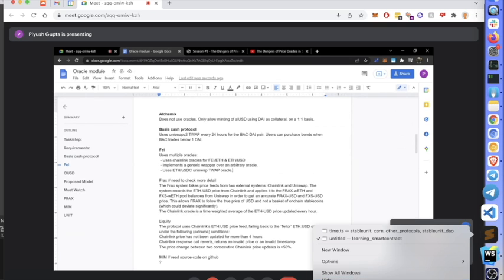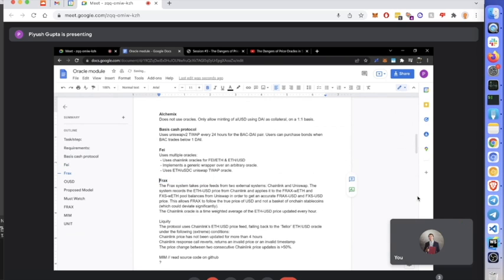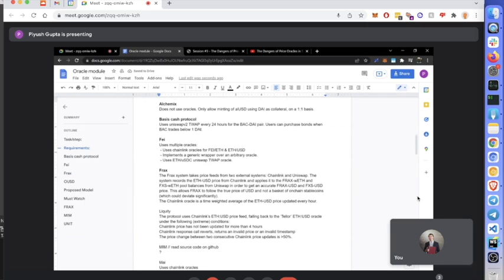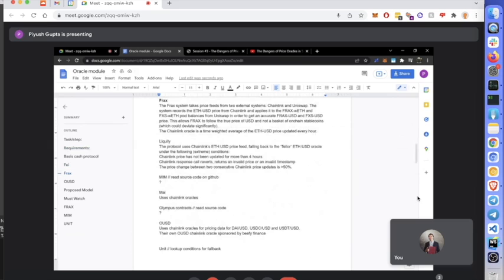Great. About Frax, I'll go into Frax in more detail at the end. So let me just skip that. Liquity accepts only ETH as collateral, so they just need the ETH USD price feed, for which they use Chainlink.